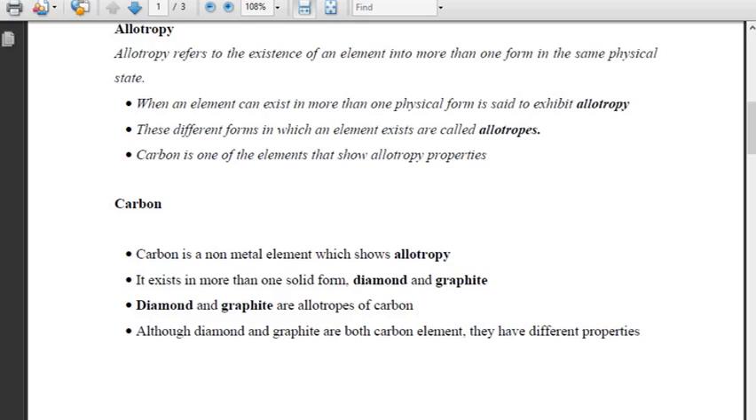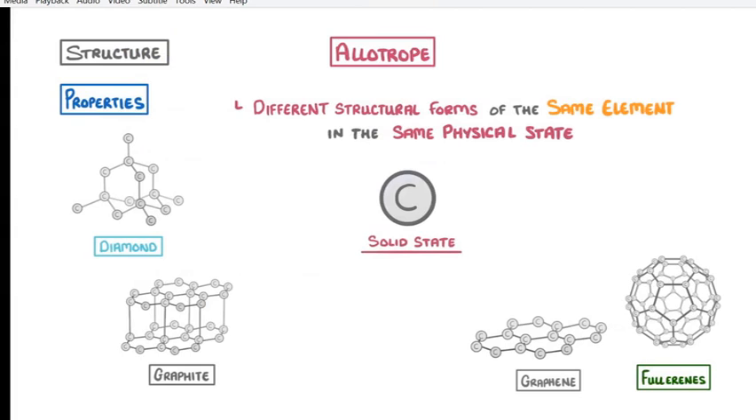Okay guys, so let's look at the term allotropy and allotropes. What are allotropes and what does it mean? I'm sure this is a new word, and it's probably the first time some of you have encountered it. An allotrope refers to different structural forms of the same element in the same physical state. Right now we are looking at allotropes of the element with the symbol C, which is carbon. If you go onto the periodic table and look for the element with the symbol C only, that is carbon. Carbon in the solid state can be found as diamond.